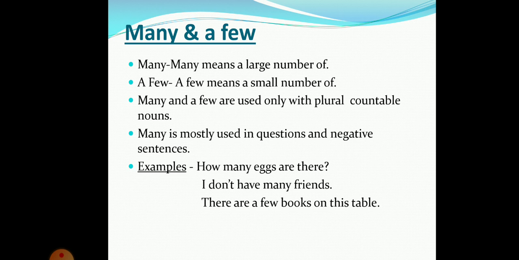For example, how many eggs are there? In this example, eggs are plural countable nouns and many is a quantifier. The second example is a type of negative sentence. The example is, I don't have many friends. The third example is for a few. There are a few books on this table. In this example, books are plural countable nouns.